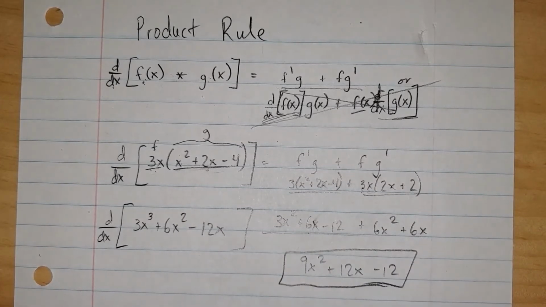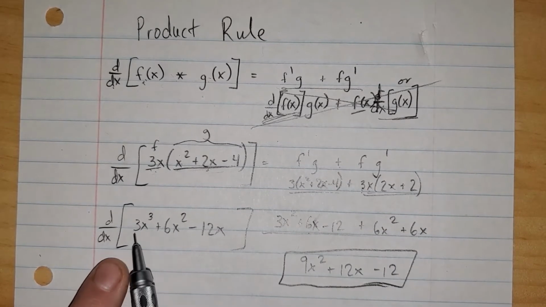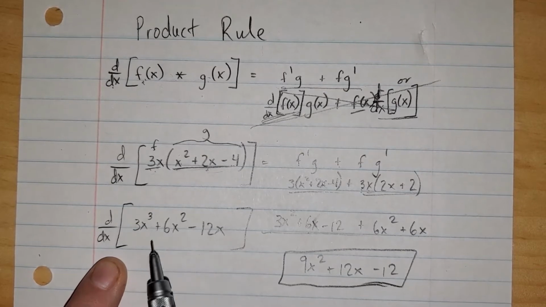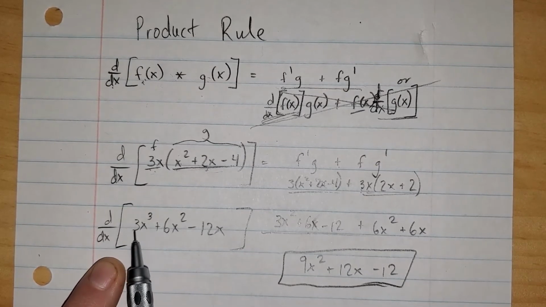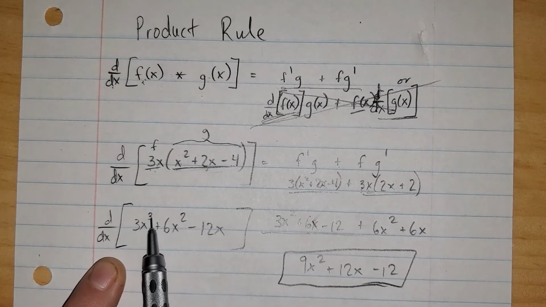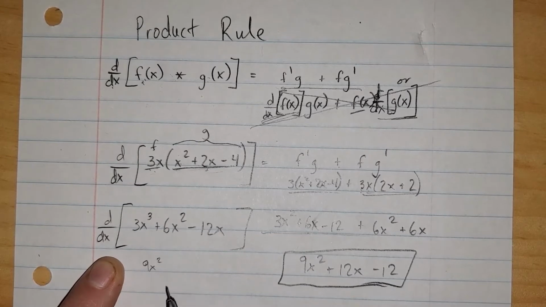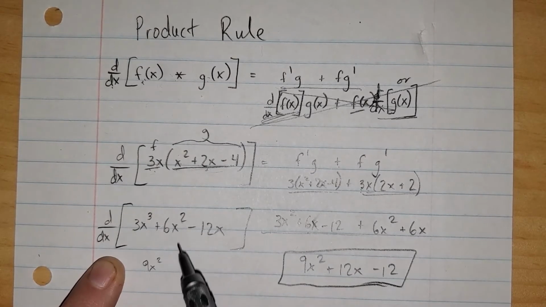Now, use the polynomial rule and take the derivative of these three terms. Well, here you're going to say 3 times 3 is 9, and reduce that by a power of 1. So you get 9x squared. Here you're going to say 6 times 2 is 12. Reduce that by a power of 1. So you get plus 12x.